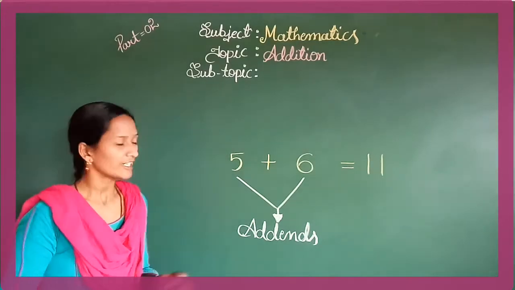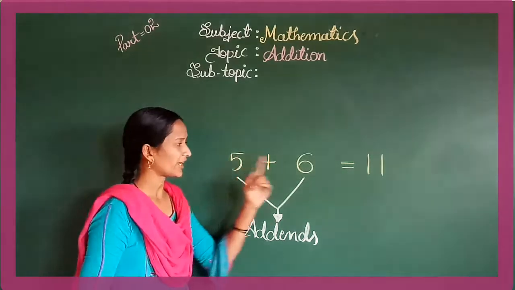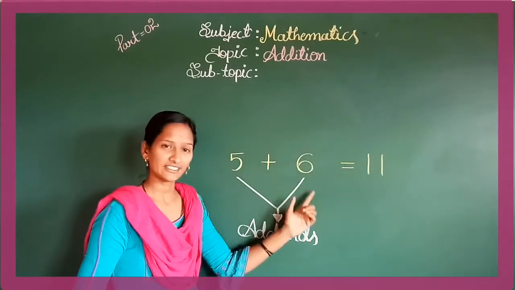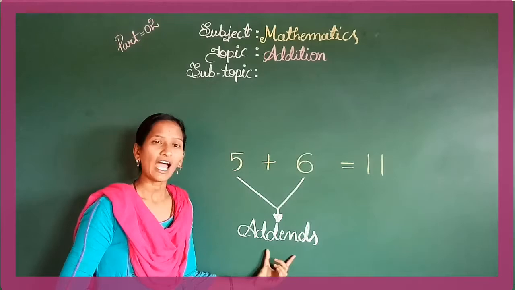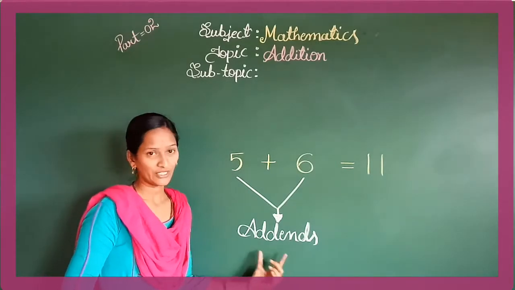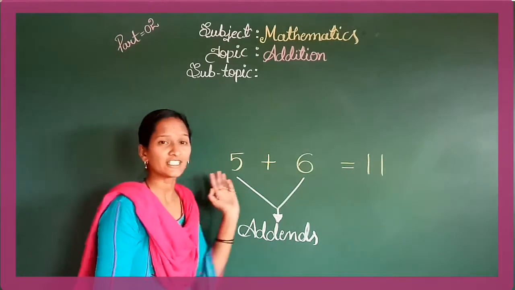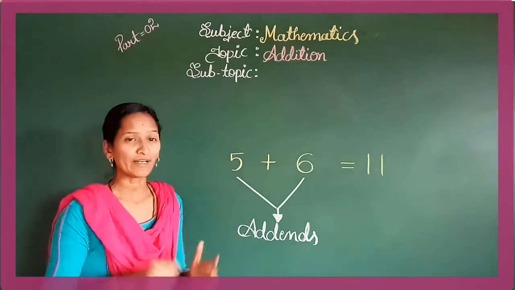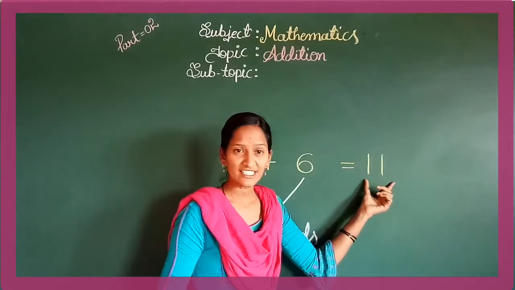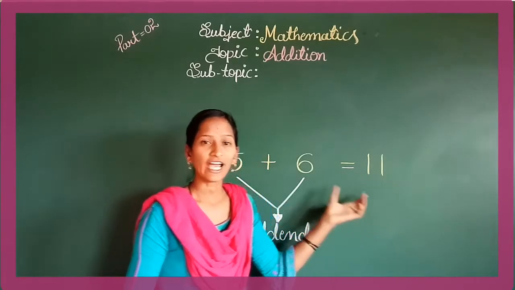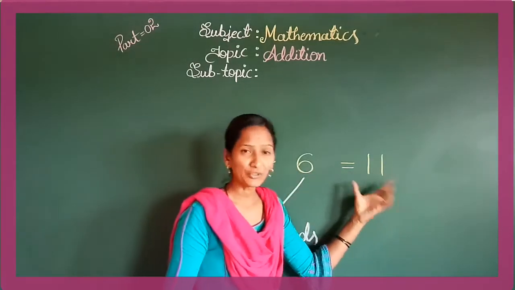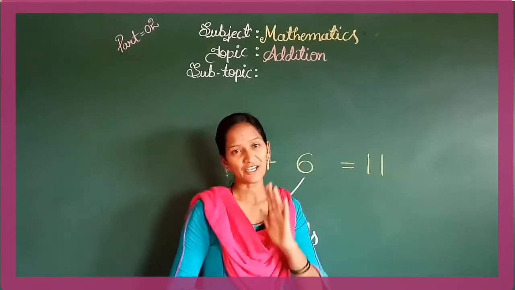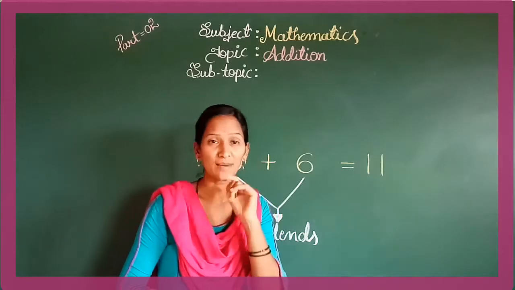Students, look here. In this problem, the numbers which are added, 5 and 6, are called addends in addition. After adding these two numbers, what do we get? We get a new number, which is 11. After adding these two numbers, we get one new number, and that is called the sum. The answer in addition we call the sum.